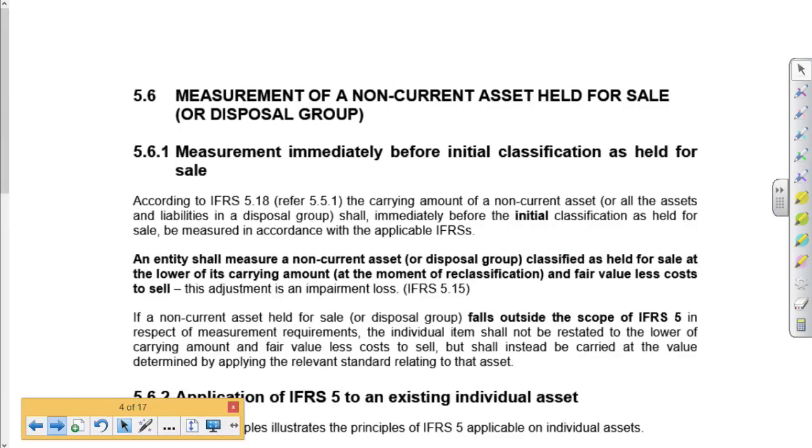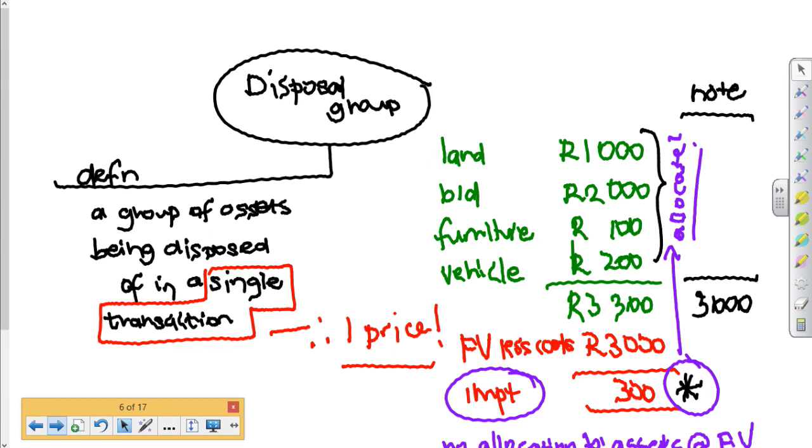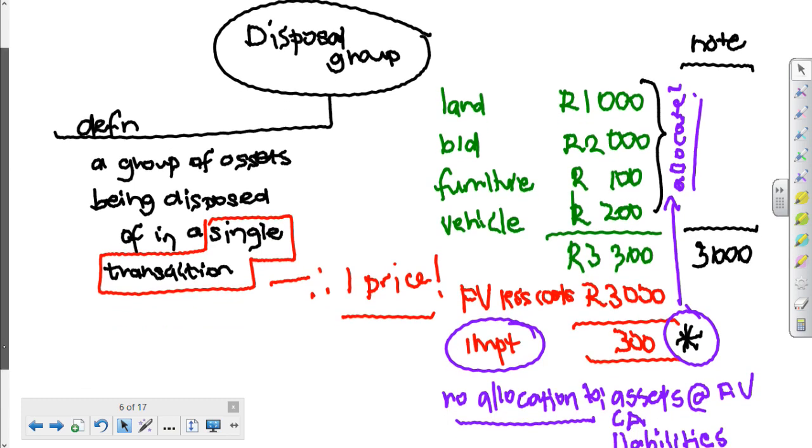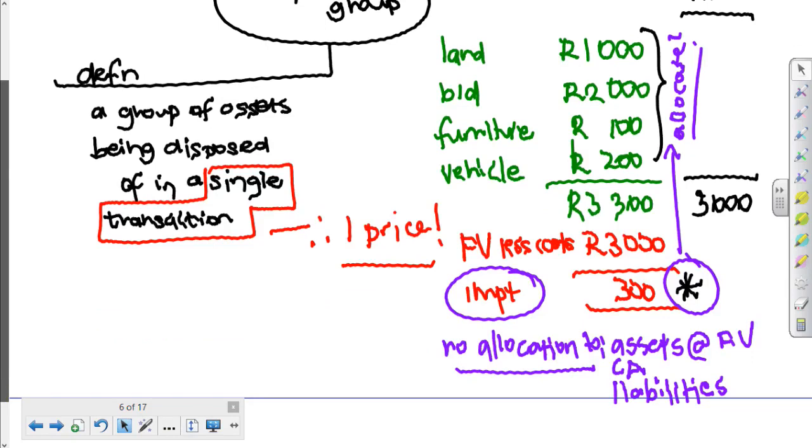Then we looked at disposal groups. It's where a group of assets will be sold in a single transaction. Therefore, there's one price. And that was our issue, wasn't it? It was the fact that there was one price. The problem with the one price is that there's an impairment amount that we now need to allocate. So the whole issue is this impairment and how to allocate it because of the one price. So how do we allocate the impairment?